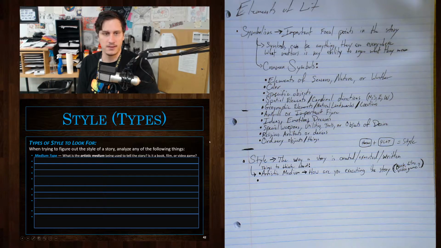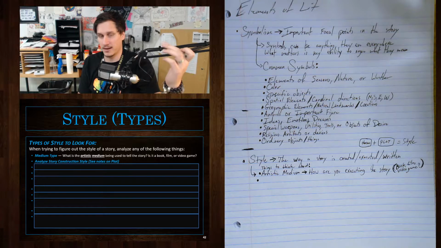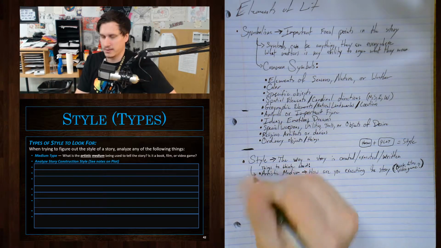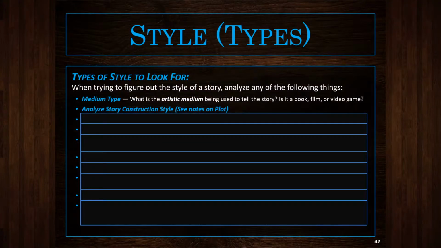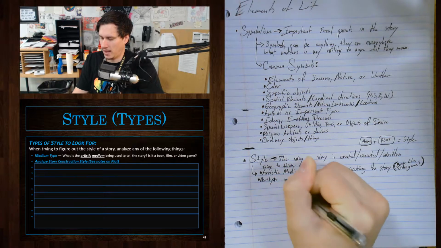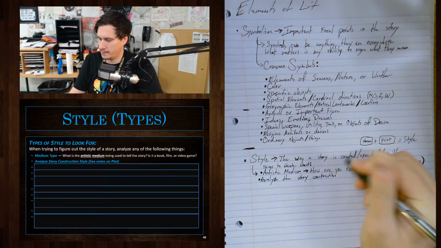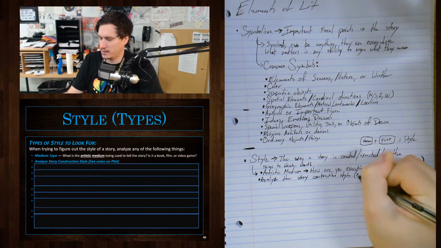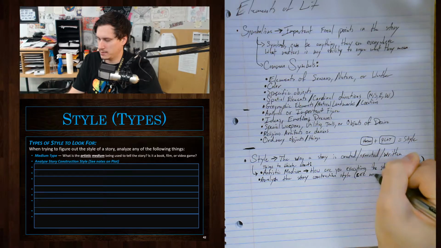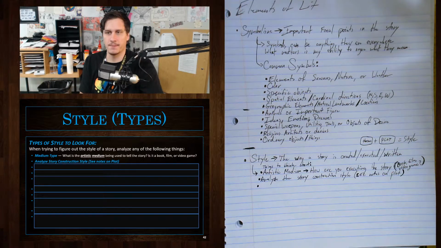Now, moving on to the next one. The next one is going to be the story construction style. So analyze, how is the plot constructed, okay? Is it a frame narrative? Is it linear? Is it non-linear? So what I'm going to write down here, so you guys can see it, is: analyze the story construction style. And what you want to do is check your notes on plot. Analyze the story construction style, in parentheses, see notes on plot. Just to give yourself a little reminder there. Okay, all right, moving on.